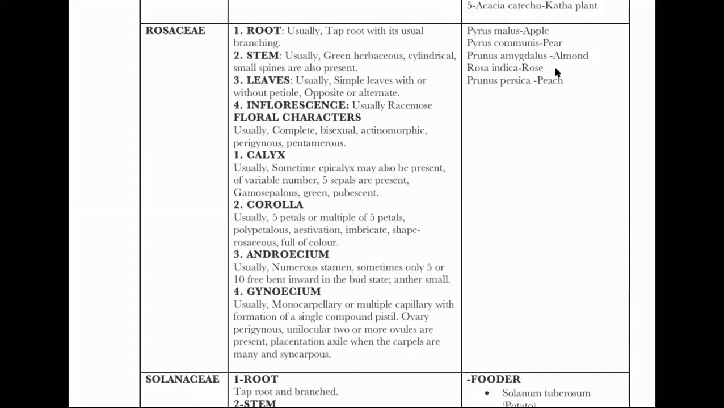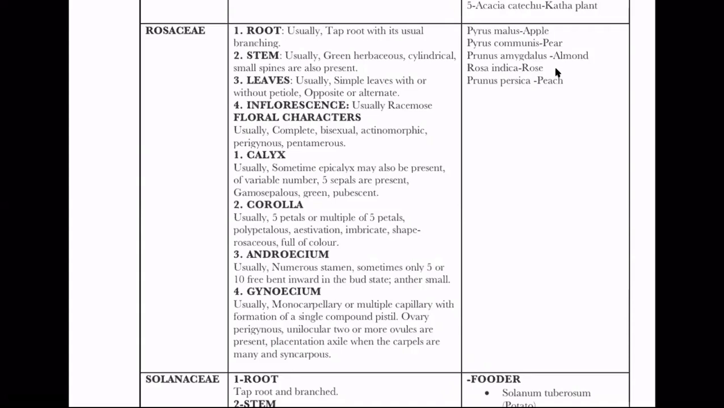Again, gamo is combined. Corolla, 5 petals or multiples of 5 petals. ठीक है, मतलब 5, 10, 15. Polypetalous, estivation is imbricate. ठीक है, full of color. Androecium, usually numerous stamens, sometimes only 5 or 10 bent inwards. Gynoecium monocarpellary or multicarpellary with a formation of a single compound pistil.